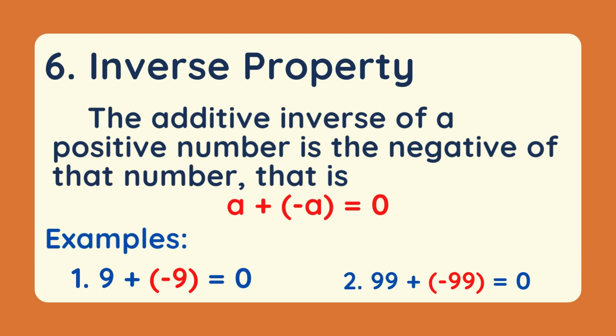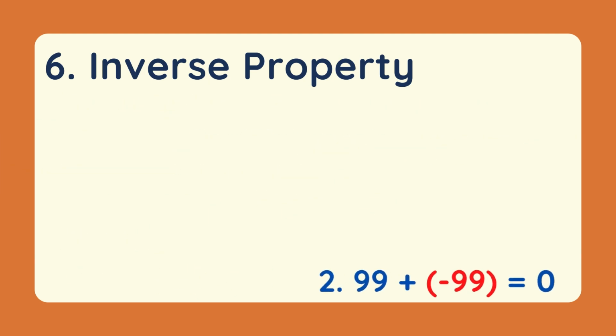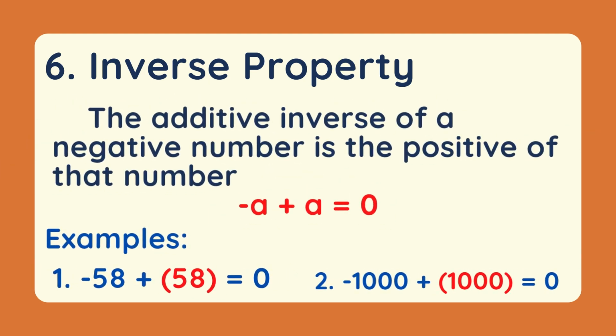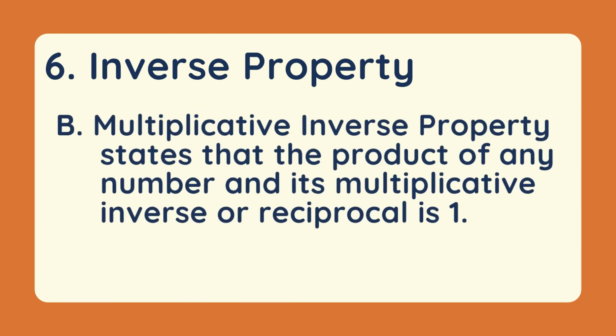For number 2, we have positive 99. Its additive inverse is negative 99. Again, inverse property, okay? For number 2, we have negative 58 plus positive 58. We are given a negative integer, so its additive inverse is its opposite, which is positive. Negative 1,000, its inverse is positive 1,000. And if you are going to add them, the result is always equal to 0. Is that clear? Okay, let us try the multiplicative inverse.